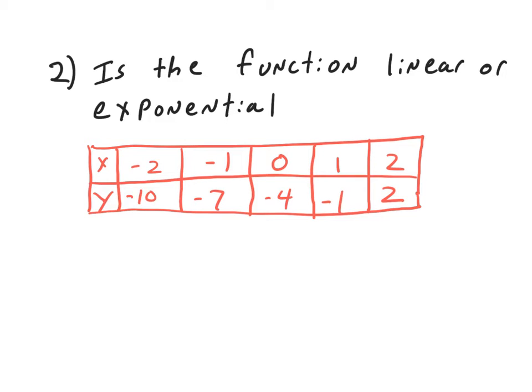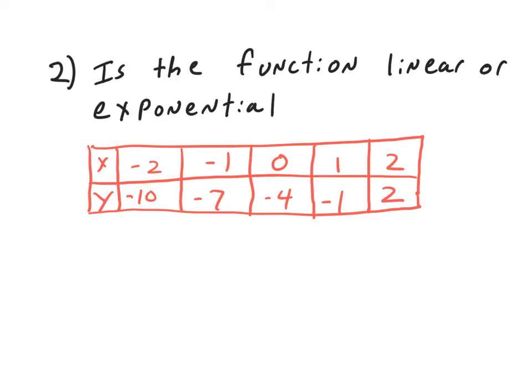Number 2, it says, is the function linear or exponential? And they're giving us a table for a representation of the function. So first we're going to look at the x values, make sure they're changing by the same amount each time, and it looks like they're going up by 1. So that's good. Now all we have to do is look for the pattern on the y.